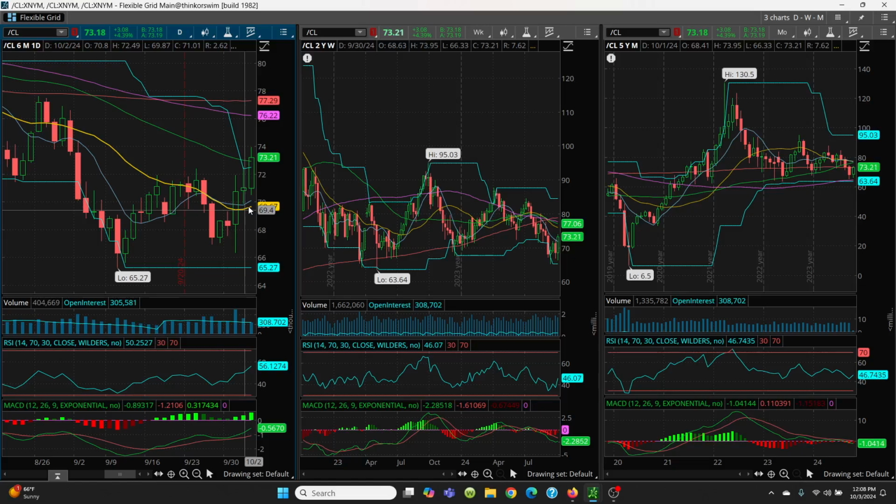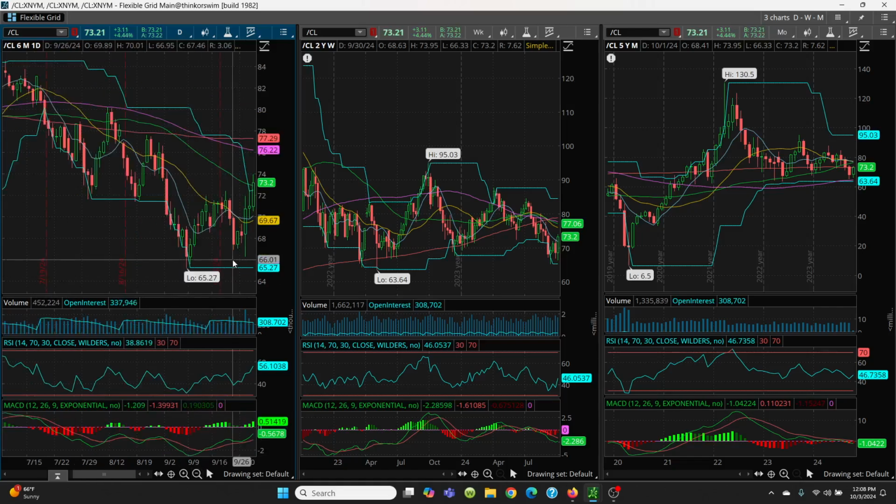Now you can see how nice this is curling up here. But again, this is not really on a supply demand issue. This is on a war issue here. Okay, so trade it, trade it, trade it.